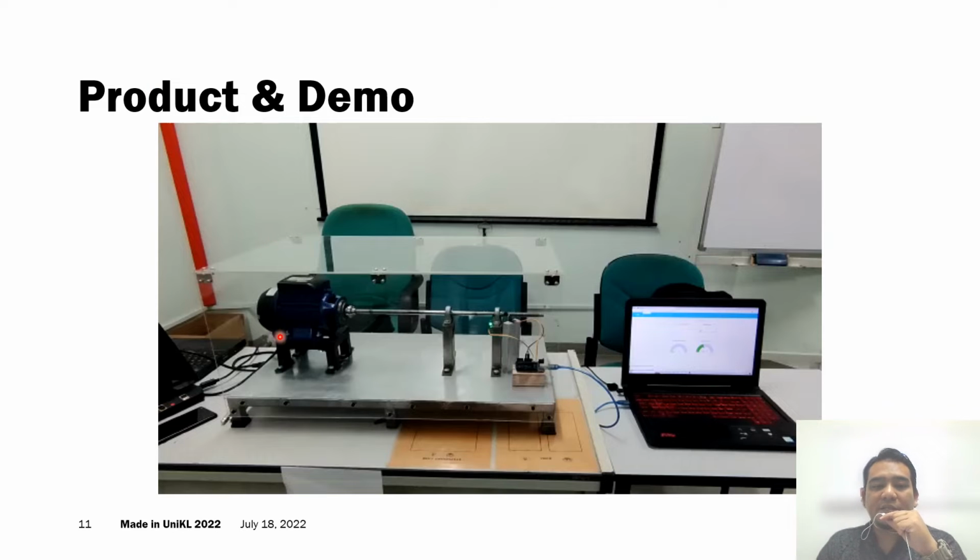So these are our products. We have the AC motor here connected with the shaft and the bearings. This bearing can be replaced with good and bad bearings. We have the microcontroller here connected with the sensor to collect vibration and temperature signals. These signals are sent through the serial monitoring system, and we have a dashboard using Node-RED to visualize the vibration and temperature signals.